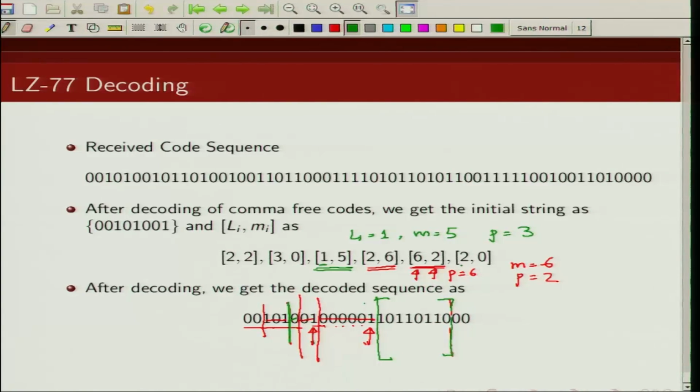Now here L is 2 and M is 0. M is 0 meaning P is equal to 8. So I need to find a string of length 2 matching here. So this is 0. So this has to be 0 and the next match has to be 0. So this way you can see I've been able to decode this whole string.